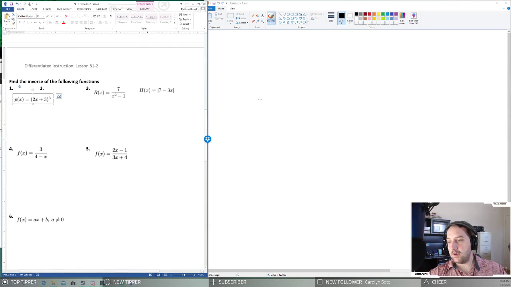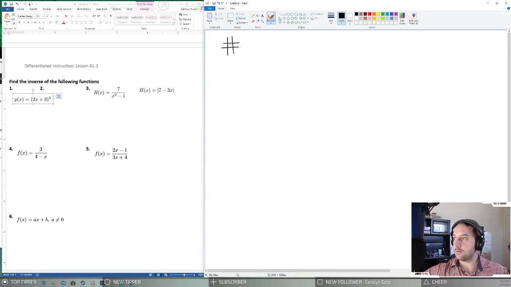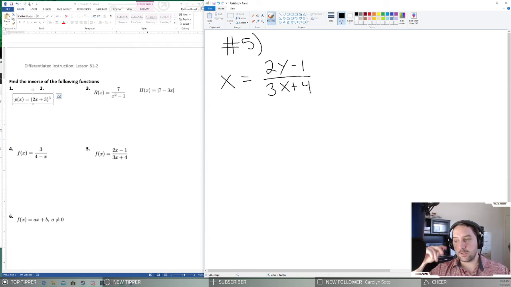Let's look at number 5. So switch my x and y. So technically that's the equation of the inverse. Now I just have to, whoops, that should be a y.